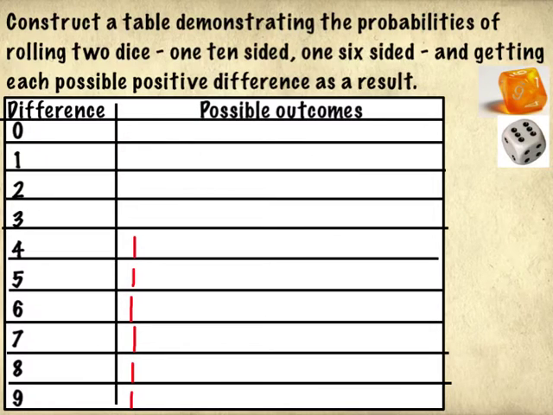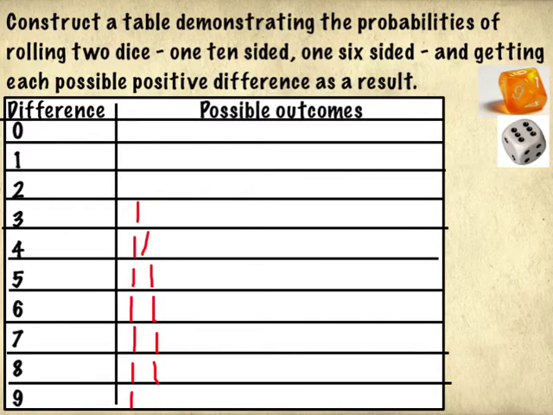So let's see what happens if I roll a 9. So I could roll a 9 and a 6. 9 minus 6 is 3. I could roll 9 and 5. 9 minus 5 is 4. 9 and 4, which would give me a difference of 5. 9 and 3, which would give me a difference of 6. 9 and 2 would be 7. 9 and 1 would be 8. That's all the possibilities with the 9.